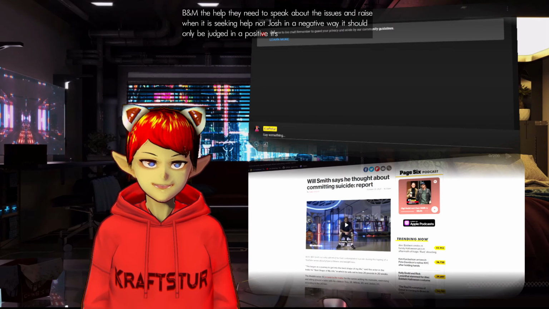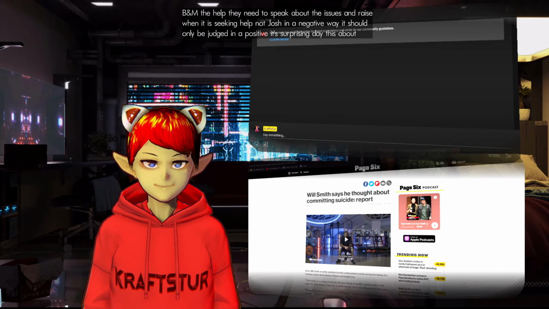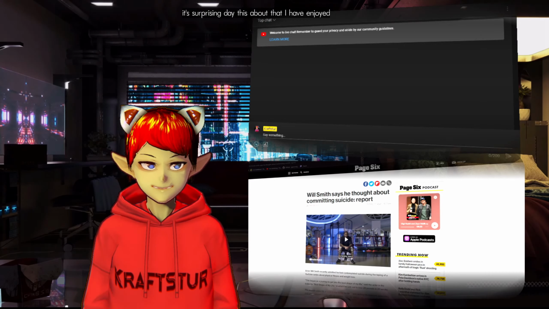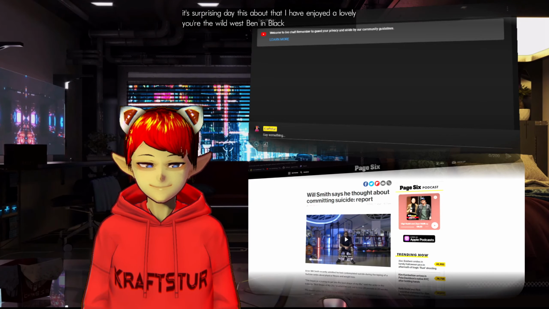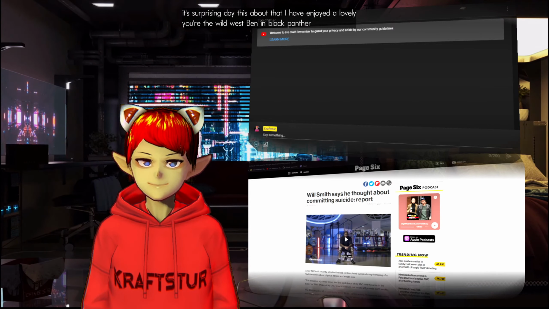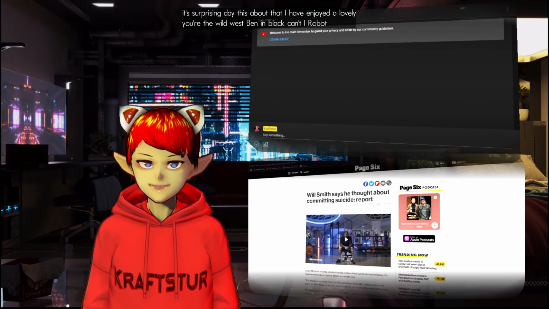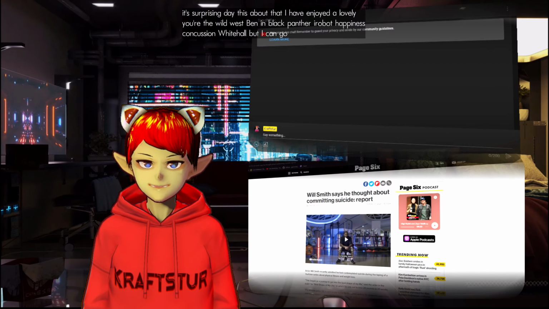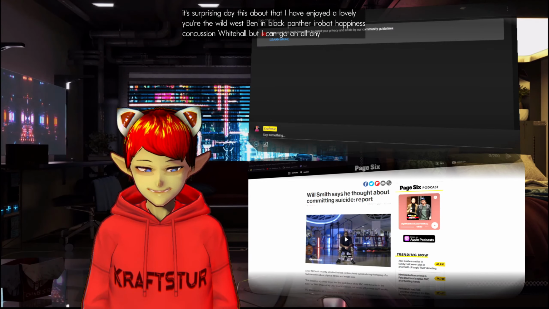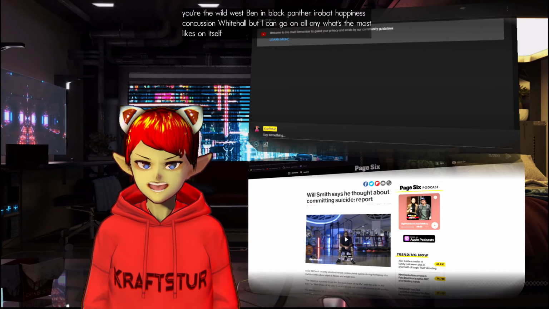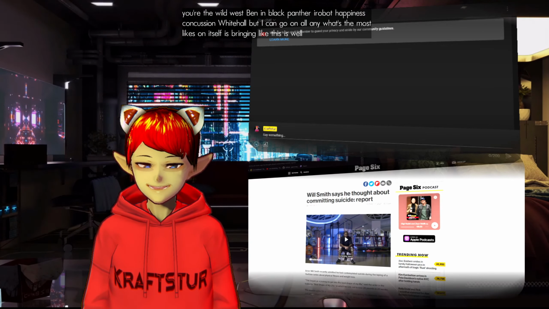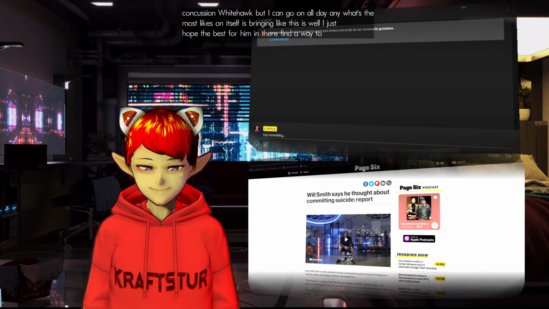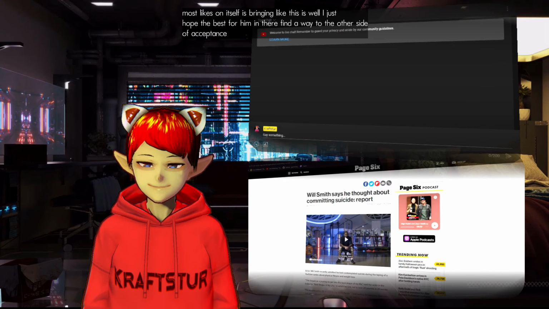And it's surprising to hear this about Will Smith. He's an actor that I have enjoyed a lot of his films. You know, The Wild Wild West, Men in Black, Hancock, I, Robot, The Pursuit of Happyness, Concussion. Like, oh god, I can go on all day. And he's brought so much light to so much stuff, and he's bringing light to this as well. And I just hope the best for him and that he finds a way to the other side of acceptance and hope again.